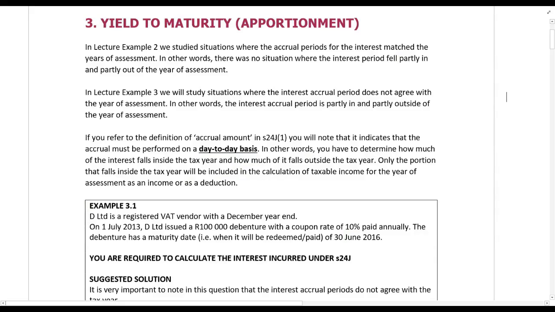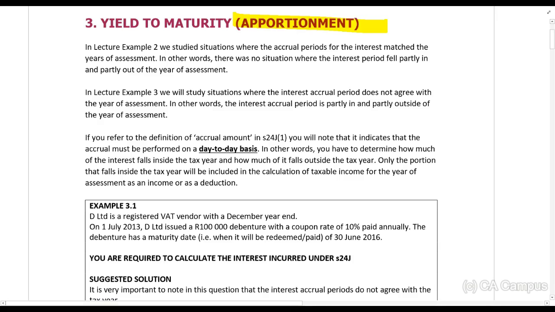In this lecture example, we look at section 24J where there's apportionment. Now, we are going to do exactly the same thing that we've done in our other lecture examples when it comes to calculating the total accrual. However, the big difference in this example is that your accrual period might fall partly inside and partly outside of your year of assessment.